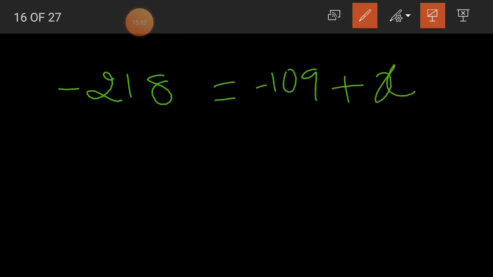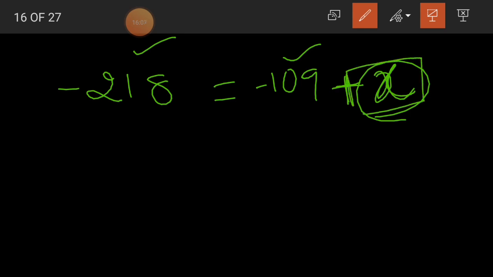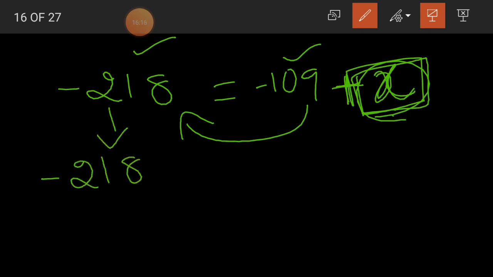We have to find out the other integer. We do not know the other integer, so we have written x here. We know the sum, we know one integer. Now how do we find out this x? This x is positive, right? So let us keep x here only. We will take this minus 109 to the other side. Minus 218, which is already here.